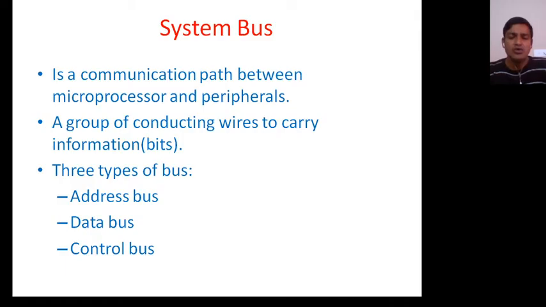So in this case, the letter is data, the house number and lane number are the address, and ringing the bell is the control signal. This way you can understand the function of the address bus, data bus and control bus.